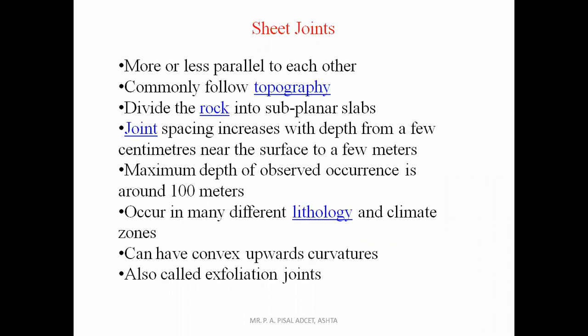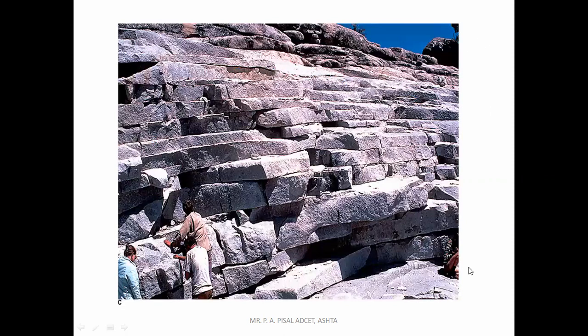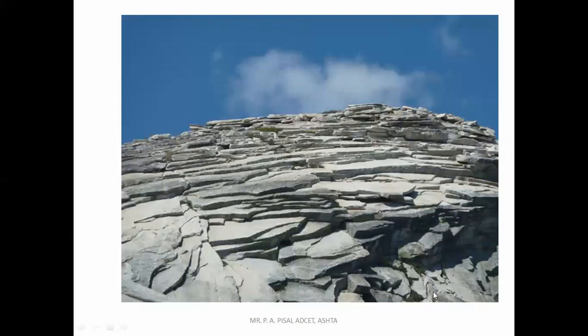Now, can have convex upward curvature. Convex upward curvature means such a type of curvature is there. Slightly convex upward curvature is there. Okay, so when you look here also, slightly upward convex curvature is there. Okay, so when you look here, this is the curvature. Now I will show you another picture of this sheet joint. Okay, so this is again a sheet joint. When you look here in this sheet joint, slightly upward convex curvature is there.